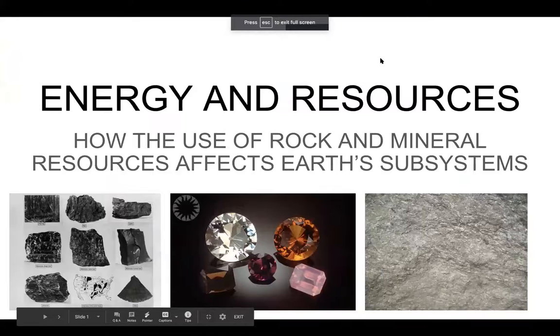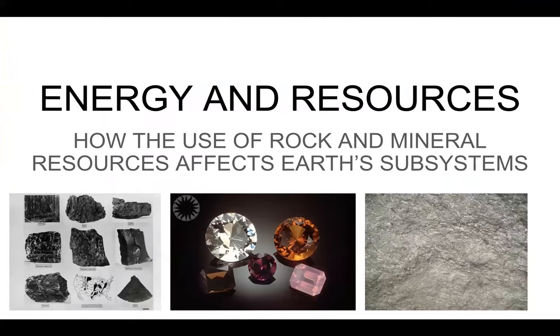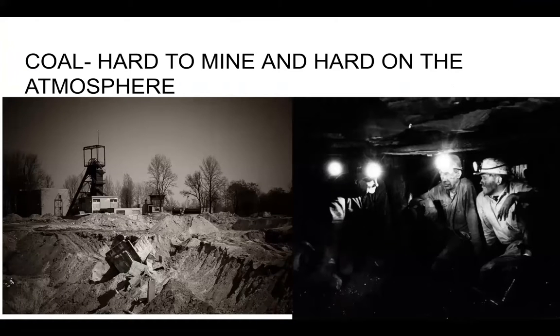So under the overall heading of energy and resources, I have the section on the use of rock and mineral resources as they affect Earth's subsystems. So over on the left, you see all different kinds of coal. There's not just the soft brown kind that I just showed you, the lignite, but other kinds. Then we have gems, and then we have limestone. So those are the ones we're going to be looking at.